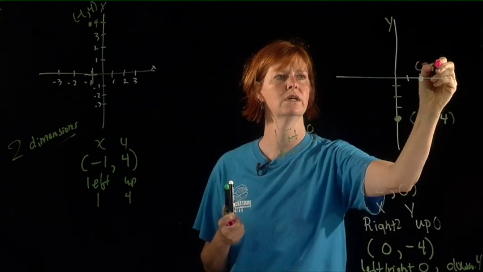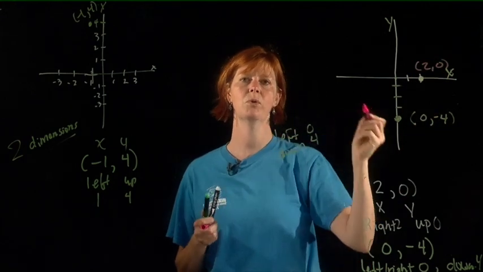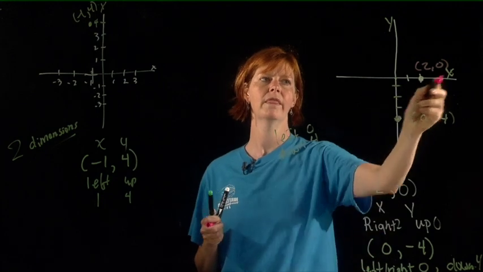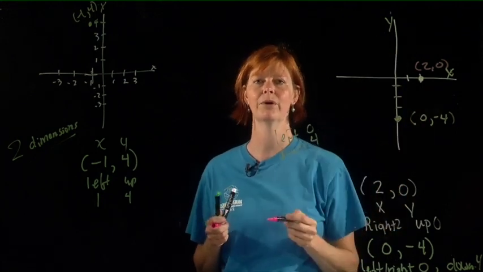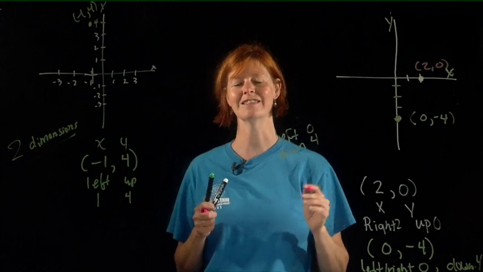This is (2, 0). These two points are on the axes, and they become important when we graph things like lines and other shapes.